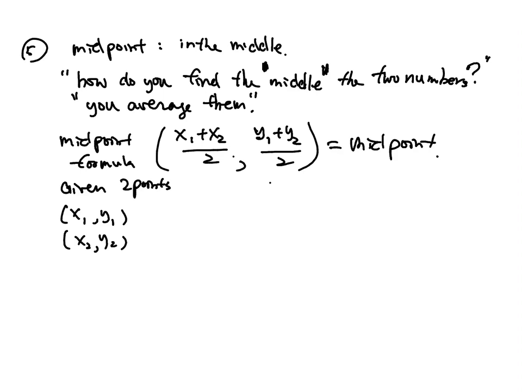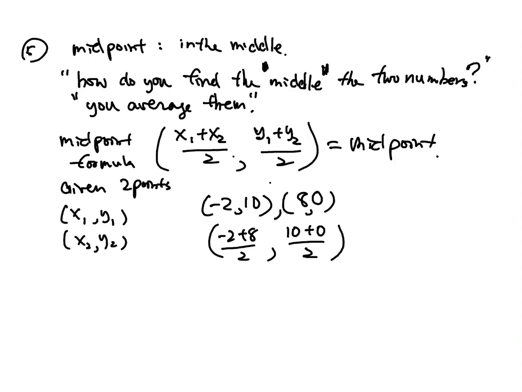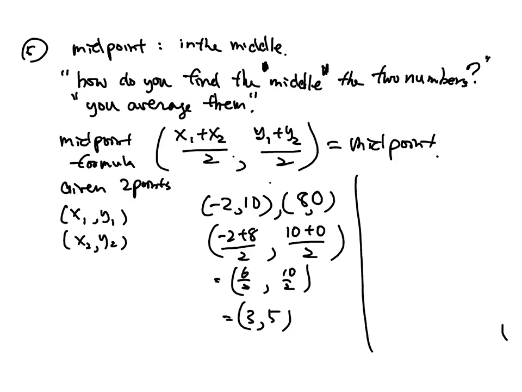It's pretty straightforward. So for number 5, if you're given 2 points, (-2, 10) and (8, 0), what I'm going to do is add the x's together and divide by 2, then add the y's together and divide by 2. So I get 6 over 2, comma 10 over 2, or (3, 5). Midpoint is straightforward. You just average the x and y values.